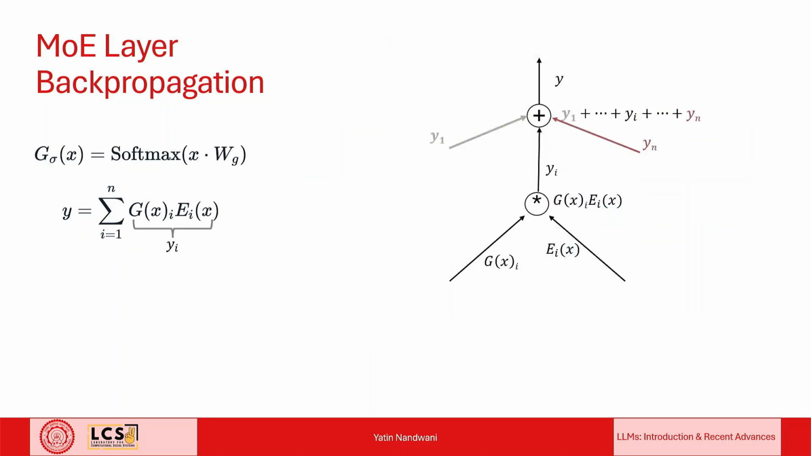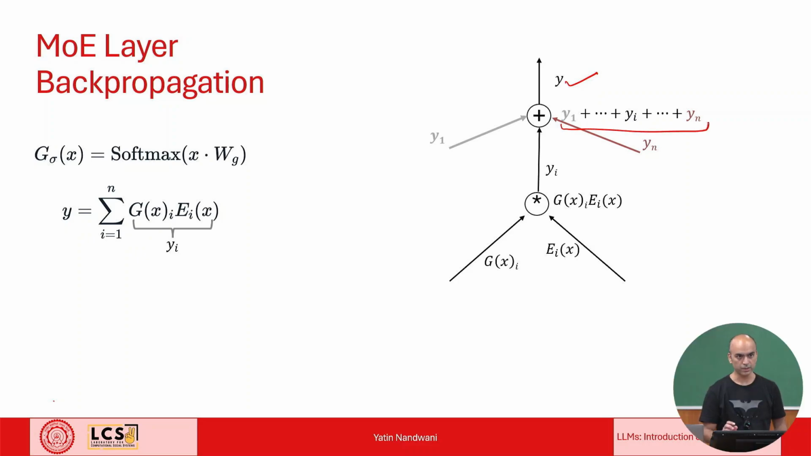To see how backpropagation works, let's look at the computational graph. Here Y is the output for each token, and it is computed as the sum of the outputs from each expert. Yi here is nothing but G of Xi into E of Xi, where G(Xi) is the probability of selecting the ith expert, and Ei(X) is the output of expert i.